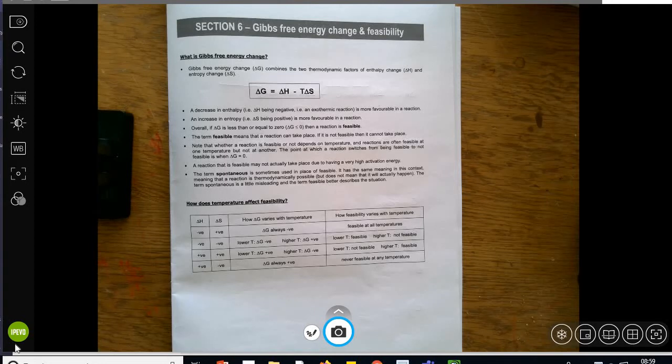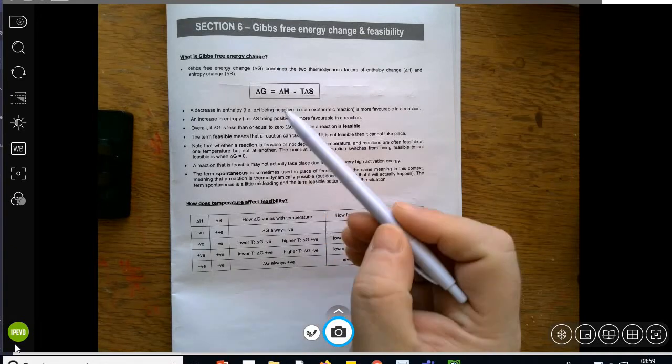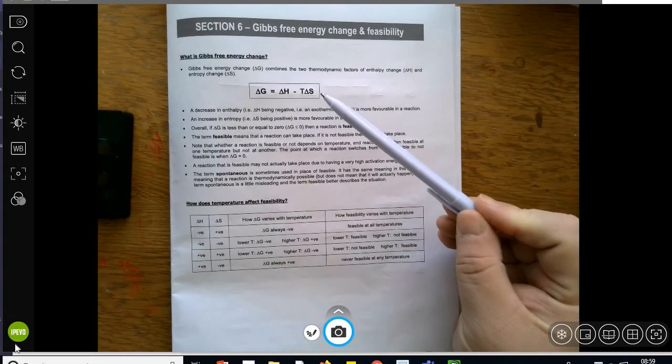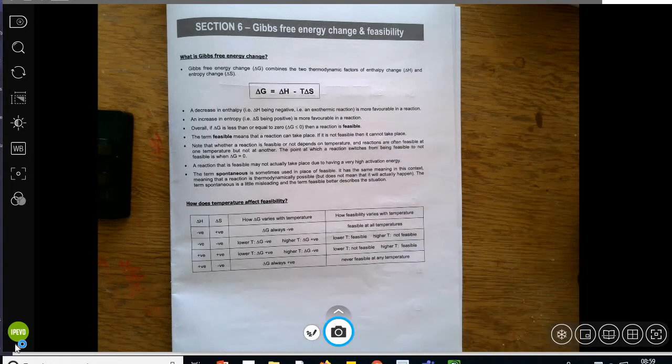Welcome Year 12s. I'm continuing on with the series of lessons about entropy, enthalpy, and now we're introducing a new concept which is called Gibbs free energy and feasibility. Now, you need to be aware or continue to understand what is meant by enthalpy and entropy, because these two ideas are very, very important.